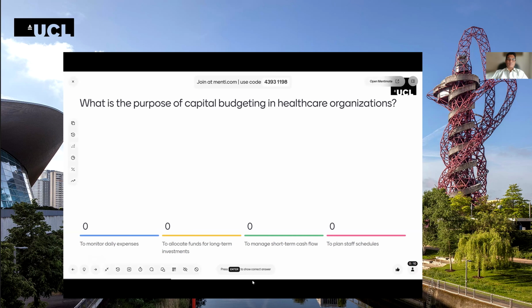This is the next one: what is the purpose of capital budgeting in a healthcare organization? Short-term cash flow is a bit difficult. Do you find these difficult questions? We can skip a couple of questions. We have 10 questions we can skip through. Okay, try to answer this question, and there's nothing to worry much about really.